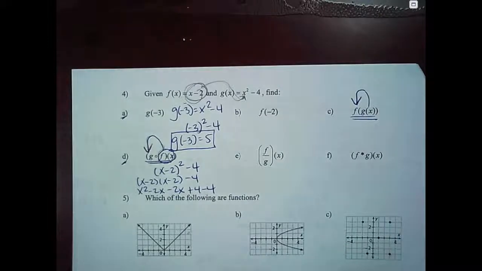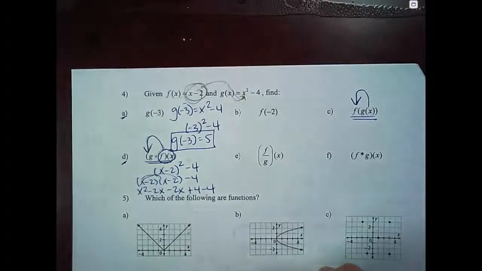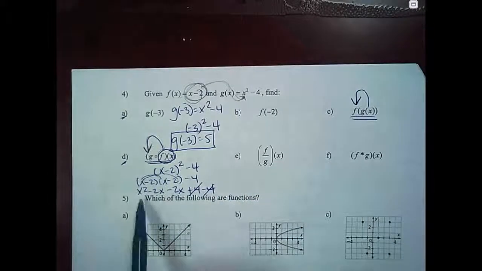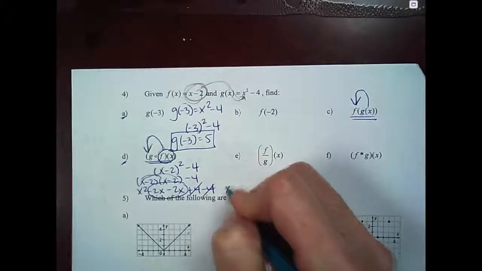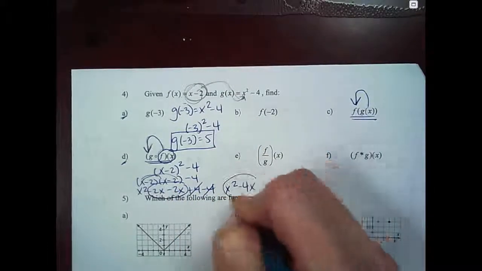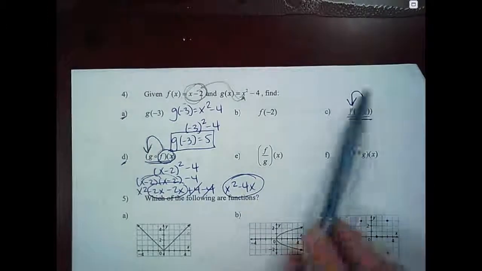Now, combine my terms. Y'all see what I did? I just FOILed this. These cancel, and these you can put together. So the answer is x squared minus 4x. You try C. Right here, you try this one.